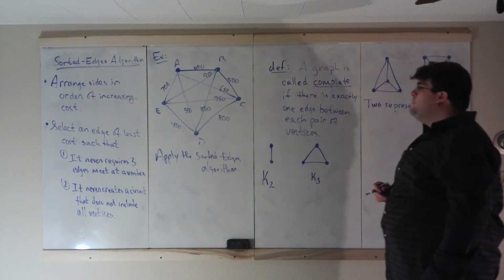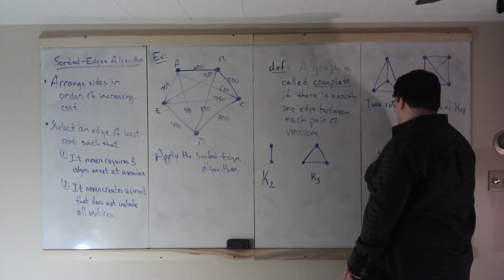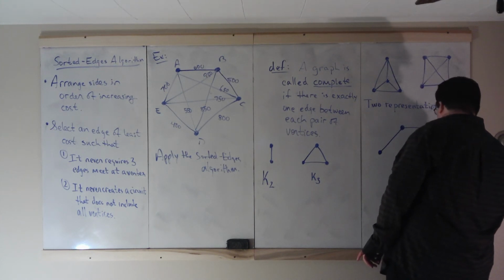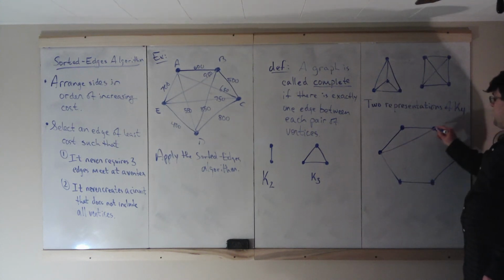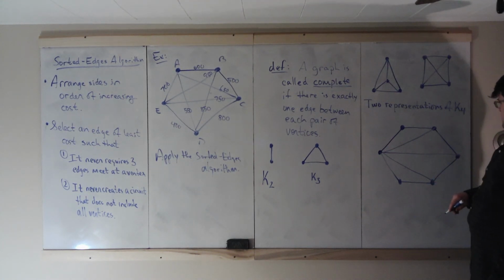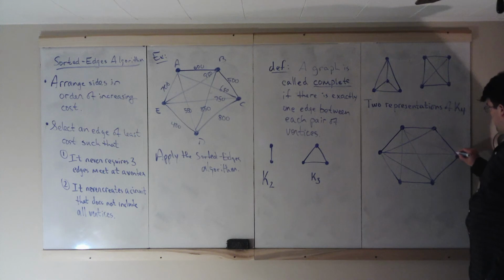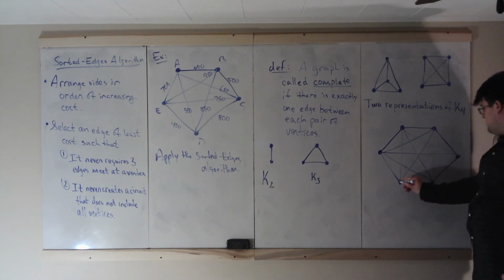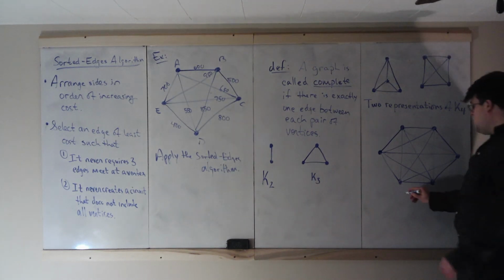K5 is over there. We'll do just one representation. So K5 is here. What about K6? Let's just draw K6. So K6 will start with a hexagon, like that. And then we need to draw lots of extra edges. Yes, we need 5 coming out of each one. So right here we have K6.